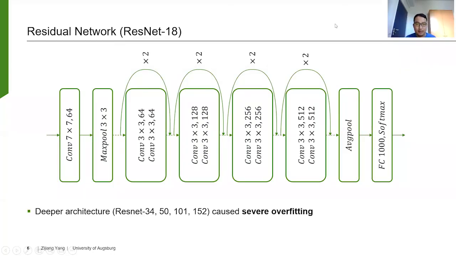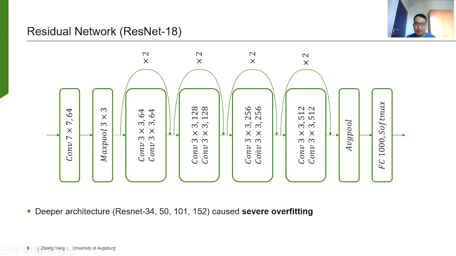This is the architecture of ResNet 18. The first layer of ResNet 18 is a convolutional layer with a 7x7 filter and 64 channels. The second layer is a max pooling layer. Then it is followed by 4 residual blocks with the number of channels being 64, 128, 256, and 512. At the end of ResNet 18 are an average pooling layer and a fully connected layer.